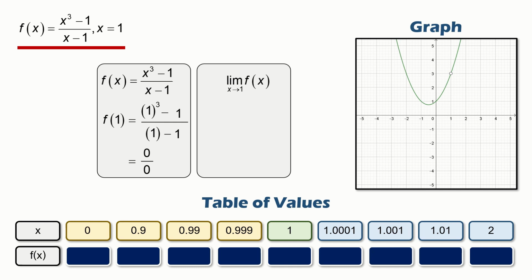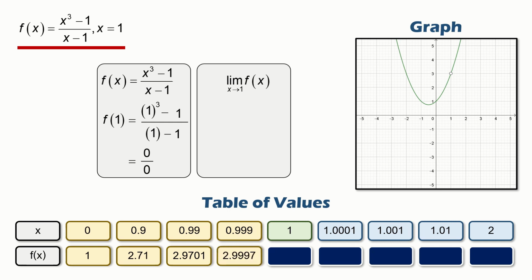When x is 0, the function is 1. When x is 0.9, the function is 2.71. When x is 0.99, the function is 2.9701. When x is 0.999, the function is 2.9997. On the other side, when x is 2, the function is 7.